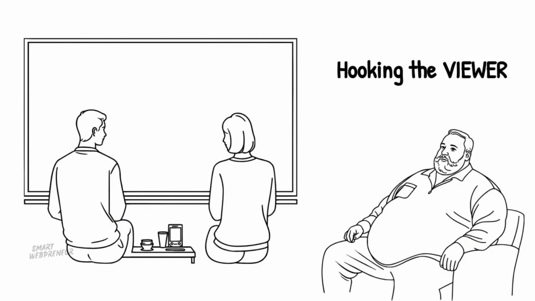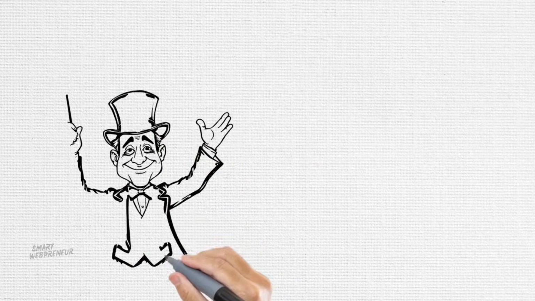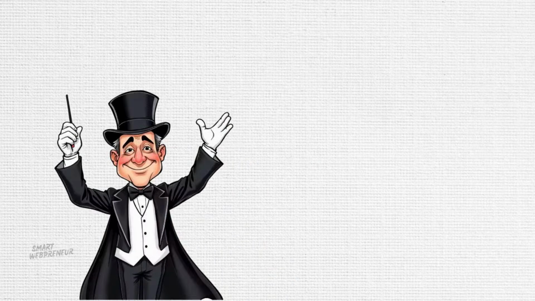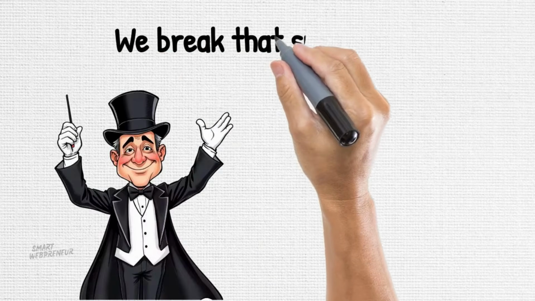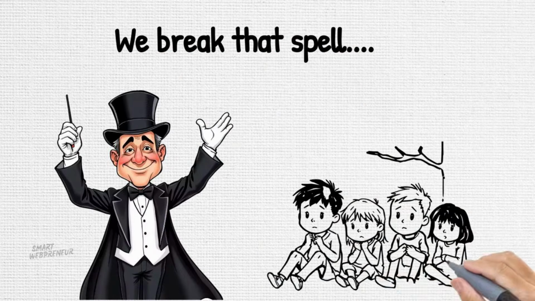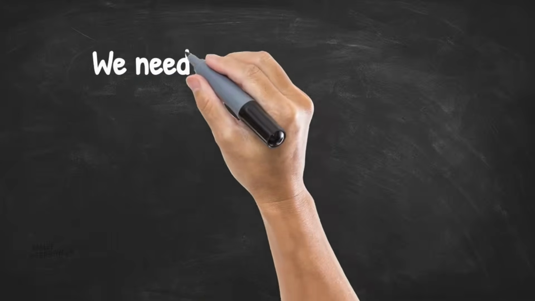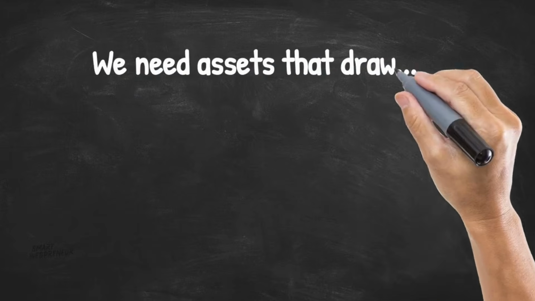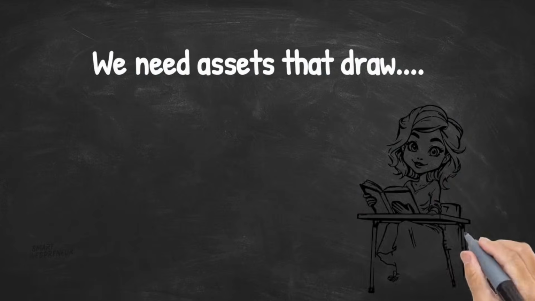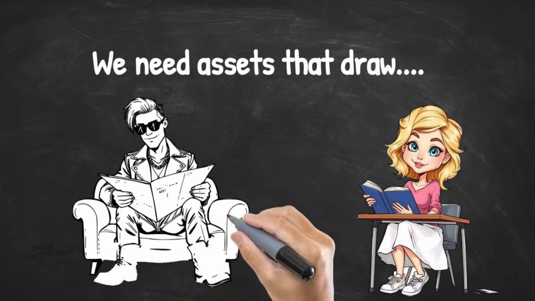But here is where most of us mess it up. We break that spell the moment we drag in a static JPEG image that just pops onto the screen. There is no mystery. There is no drawing process. It's just an image. The gap is gone. The dopamine is gone. The viewer scrolls. To make this work, we need assets that draw, and we need assets that are specific to our script. And that is where the AI Wizard changes the game.